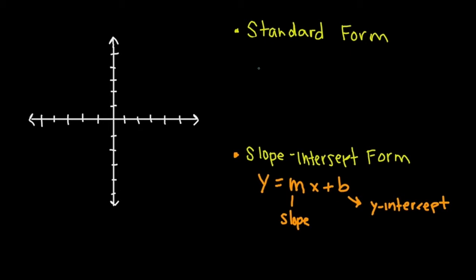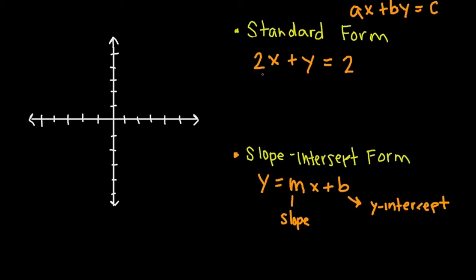If you're given an equation in standard form, which is a number with x plus a number with y equals a number, let's say you're given 2x plus 1y equals 2. The first thing you have to do is get it into slope-intercept form in order to graph it.